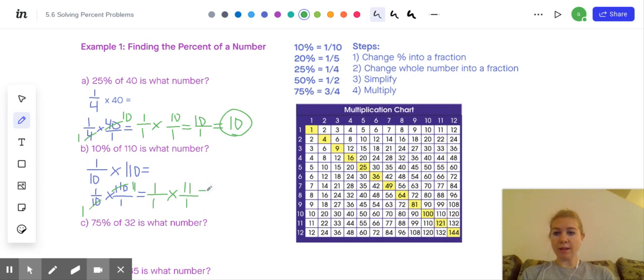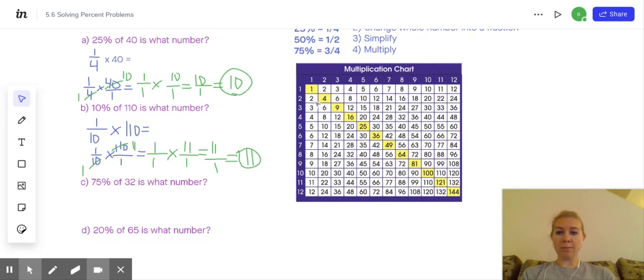Okay, we multiply across. So 1 times 1 times 11 is 11. 1 times 1 is 1. And again, if we have anything over 1, we can just simplify it to that anything. So 11 over 1 is the same thing as 11. So 10% of 110 is 11.